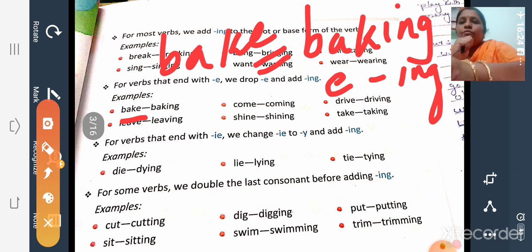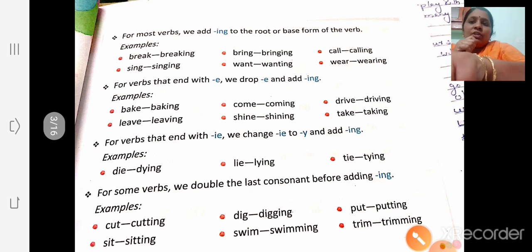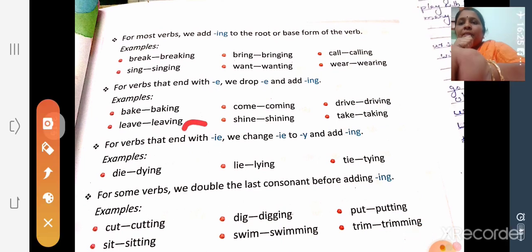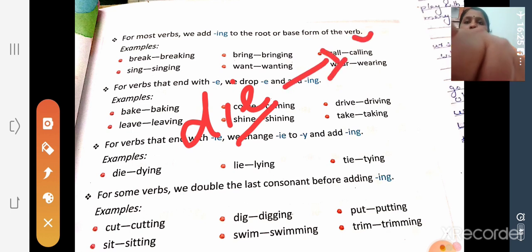Then for verbs that end with ie, we change ie to y and add ing. For example, look here, die. This word ends with the letters ie. If the word ends in ie, we change ie to y.